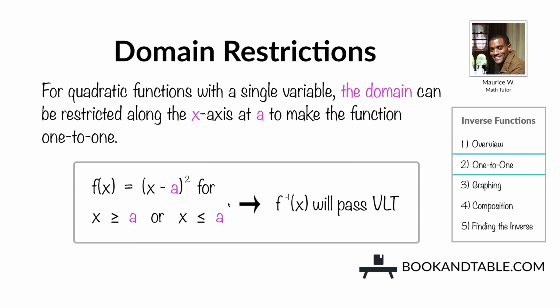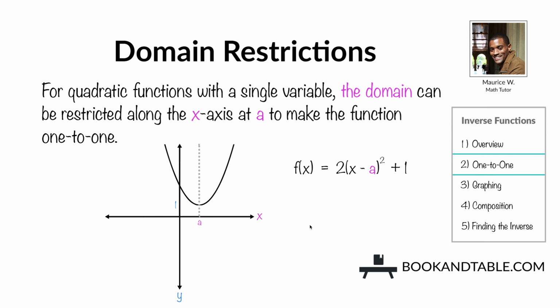Now for quadratic functions with a single variable, the domain can be restricted along the x-axis at a to make the function one-to-one. So if the function is given in vertex form, the variable will appear once, so you'll get a single variable, and it'll be in the form f of x is equal to (x minus a) squared for x is greater than or equal to a, or x is less than or equal to a, depending on if we're eliminating the values above a certain point or the values below a certain point. That line of symmetry is a. And by doing this, the inverse function will pass the vertical line test.